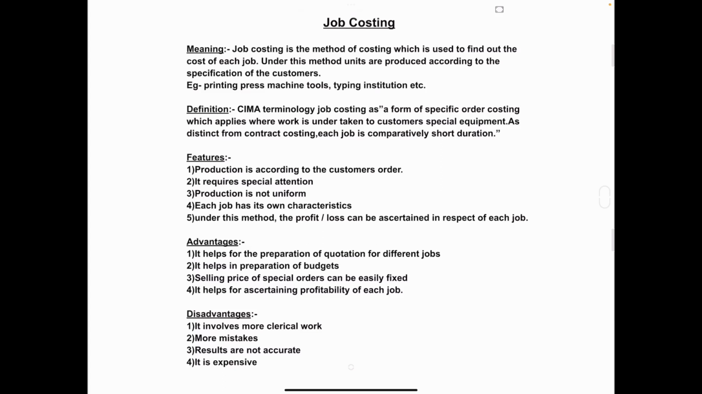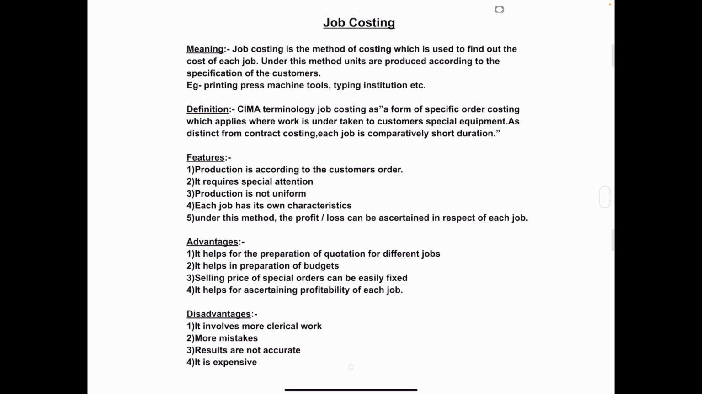In today's class, we will discuss job costing method. In the last video, we have learnt about unit or output costing method and solved a problem on estimated cost sheet. Now we'll see the meaning of job costing method. It is a method of costing which is used to find out the cost of each job. Under this method, production is undertaken according to the specification or the orders of the customer.